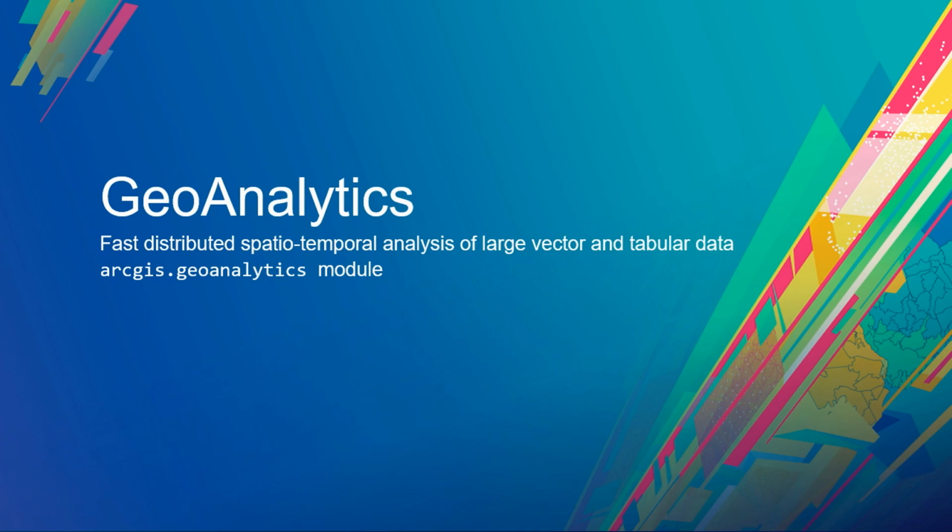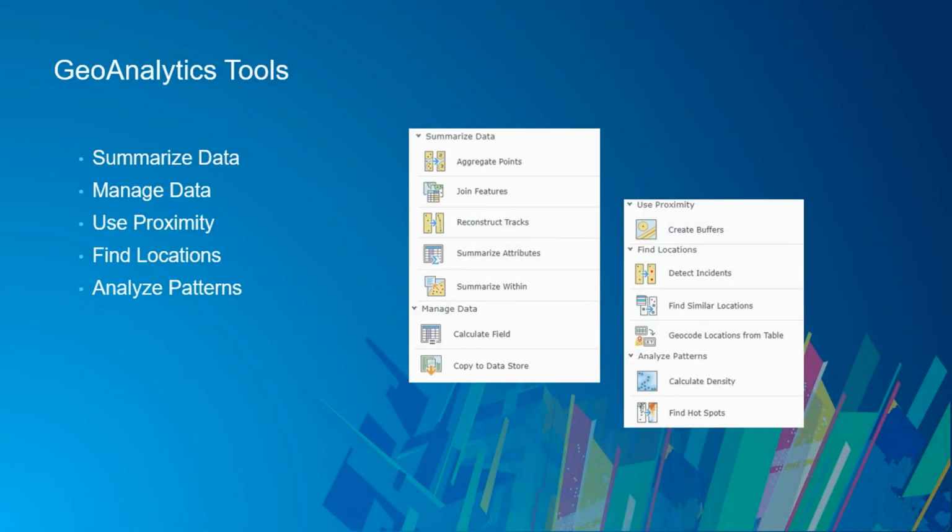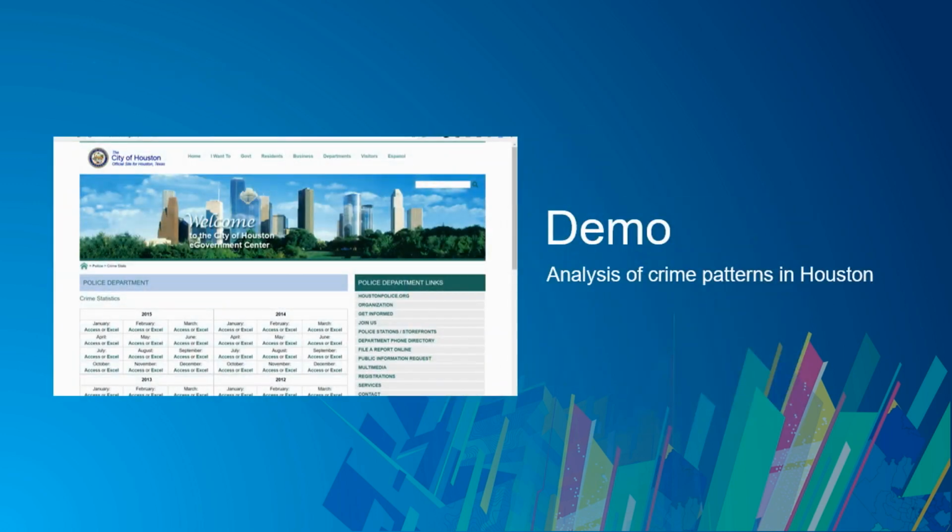Next, we can also dive into GeoAnalytics, and this is basically getting into large vector data sets, tabular data, and even raster data sets, and it's in the ArcGIS.geoanalytics module. And the GeoAnalytics tools are quite robust. We have summarized data, we can manage data, so getting data in and out of the big data store. You can do proximity and finding locations, and we can even analyze patterns. We can look at a demo of doing this.